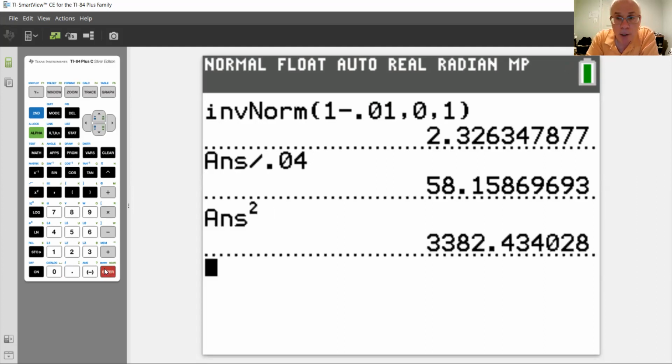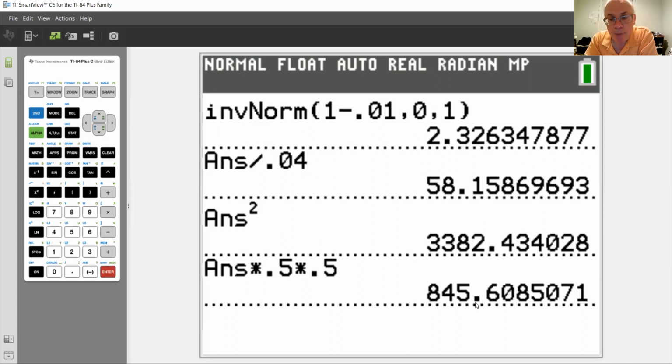Hit enter. And then I have to multiply this by p hat. Now again, I have no estimate for p hat. Remember, for a proportion, I'm going to use 0.5 if I have no estimate for p hat. And then I'm going to multiply that by 1 minus p hat, which is also 0.5. Hit enter.